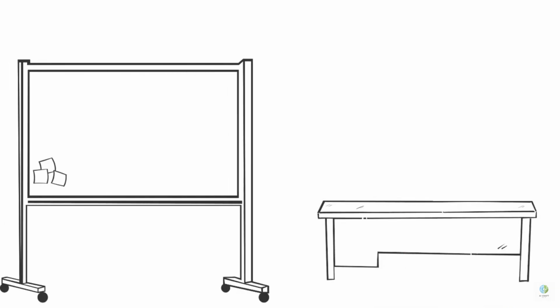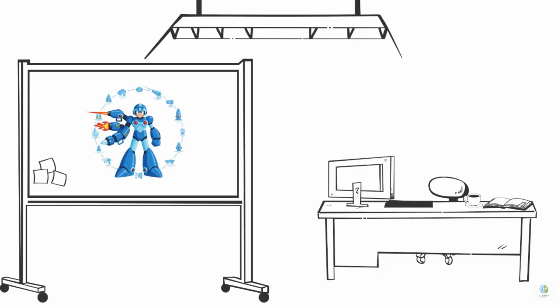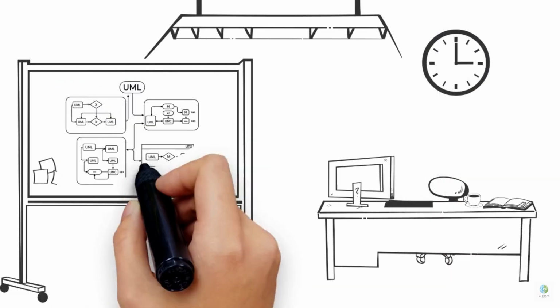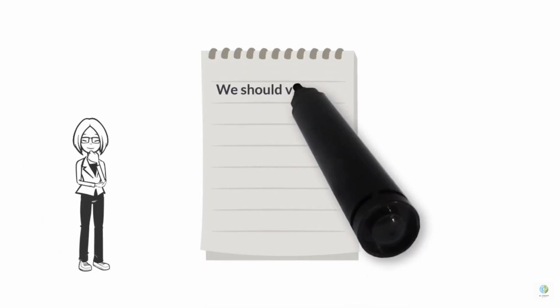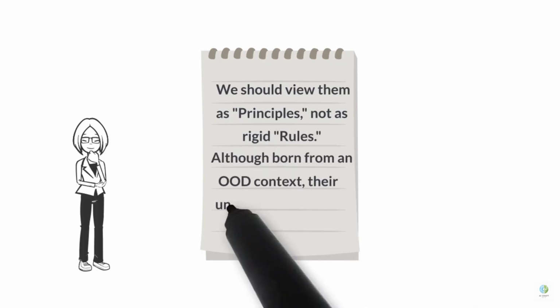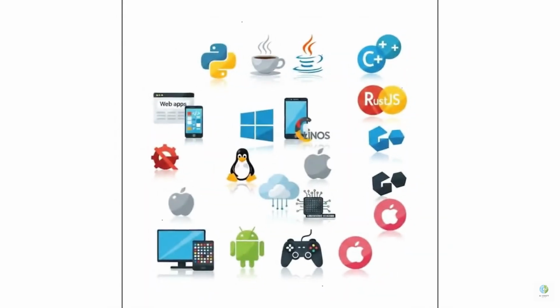The 5 SOLID principles are our combined counterattack against these problems. They help us build systems that are easy to maintain, extend, and reuse. Now, it's important to remember that these are principles, not rigid rules. The ideas behind SOLID are universal and apply to almost any programming language.